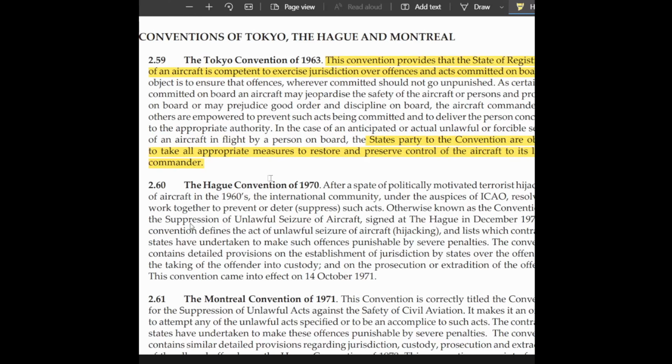But in case, for example, some passenger starts disturbing the cabin crew, starts fighting with another passenger or is trying to harm someone, the captain has the authority to tie him up, declare an emergency landing, land at whichever airport is closer, and hand over that passenger to the police. So that is what this means. Later on, you can read this in detail.